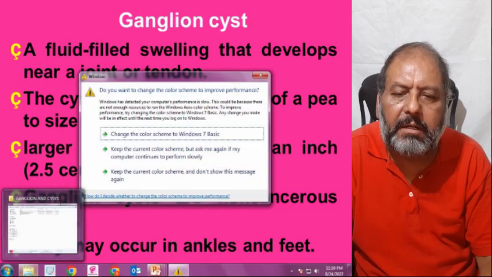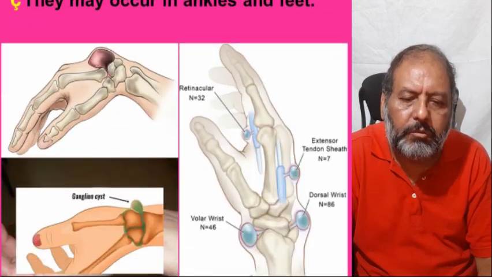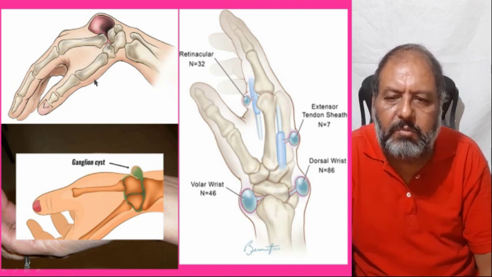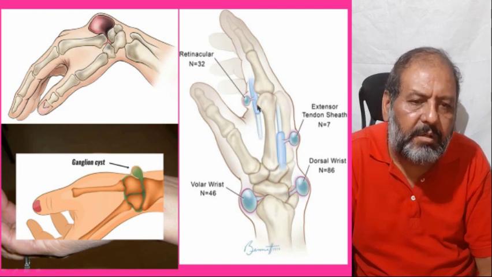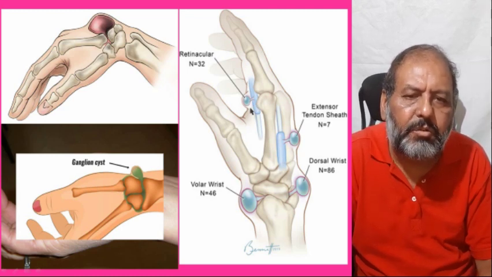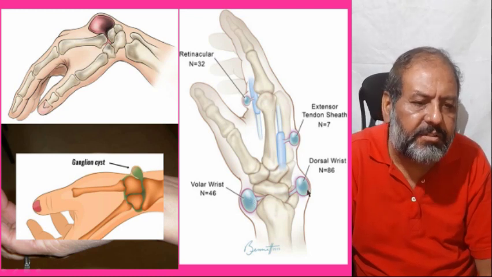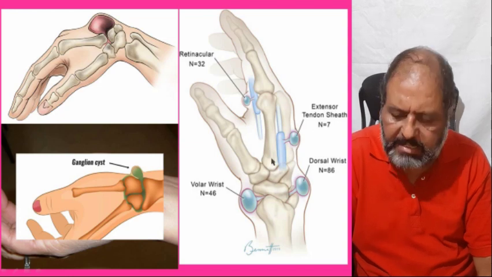They may occur in the ankles and the feet also. Here one can see the ganglion cyst, mostly in this wrist area, and here one can see that it is in association with the different fingers and the wrist, and these can be present anywhere in the hand.